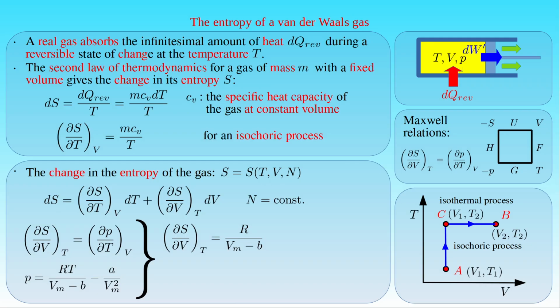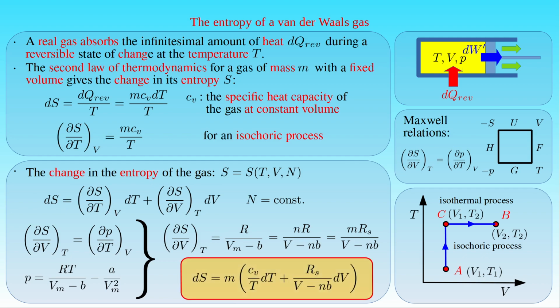If we multiply both the numerator and the denominator by the amount of species n, then we can write the right-hand side as n times R over the difference between the volume V and n times B. Here the product of the amount of species n and the gas constant R is equal to the mass m of the gas times its specific gas constant Rs. Now we substitute the expressions obtained for the partial derivatives in the right-hand side of the equation describing the differential of the entropy, and write the infinitesimal change in the entropy of a real gas in the van der Waals approximation as the mass m of the gas times the sum of two terms.